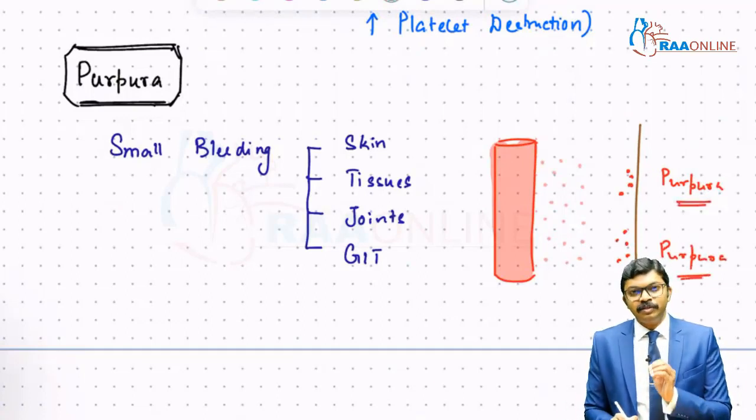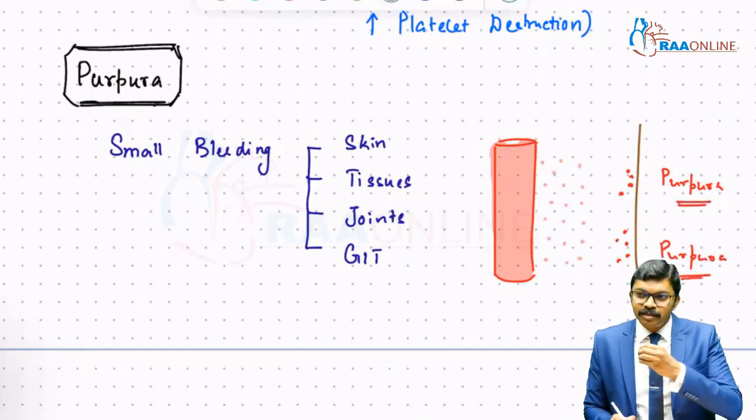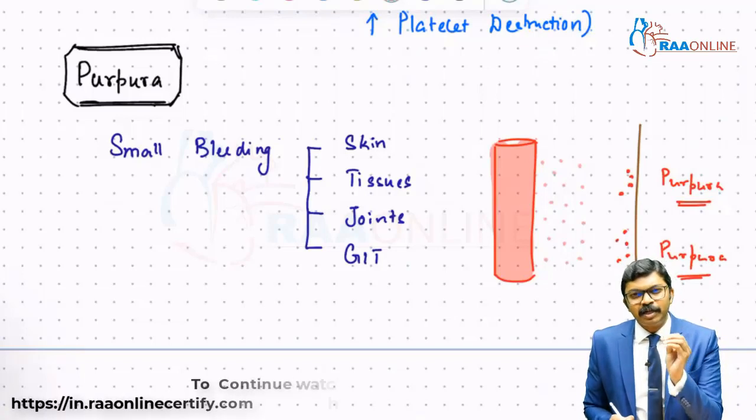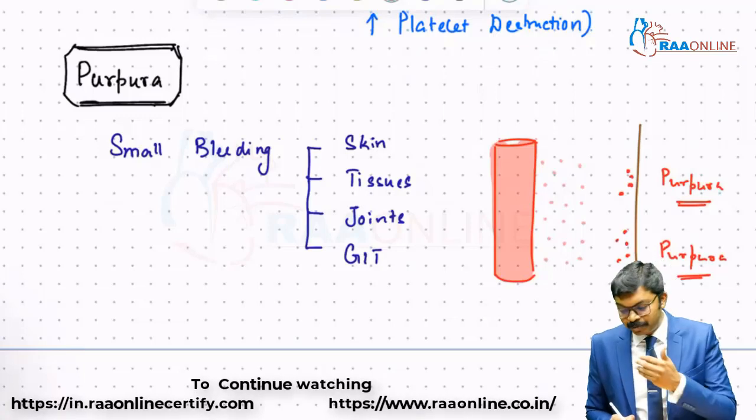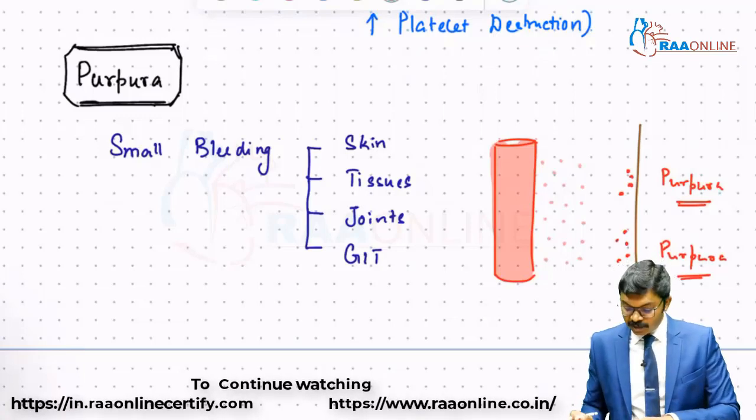So at the outset, this is what is called purpura, guys, where the presentation is smaller bleeding dots beneath the skin or into the tissues or into the joint space or into GIT. This is purpura, guys.